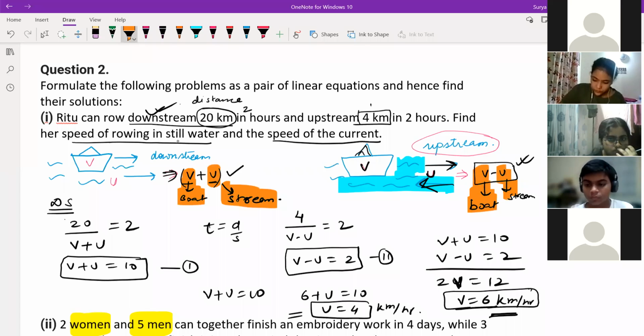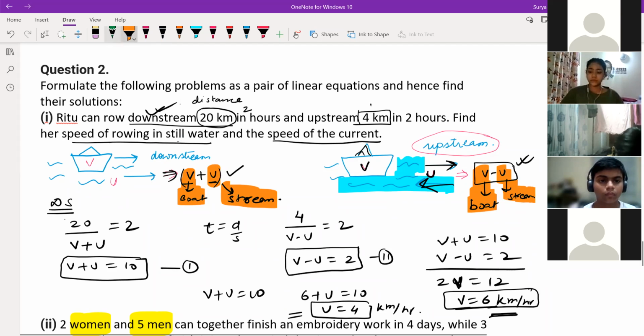See, you can take U and V, U stream, or U only boat and V as stream. I don't remember what books people are writing. Simply I just took V and U. You can take A and B also, whatever you want to take. So those who are having doubt in this, just let me know.